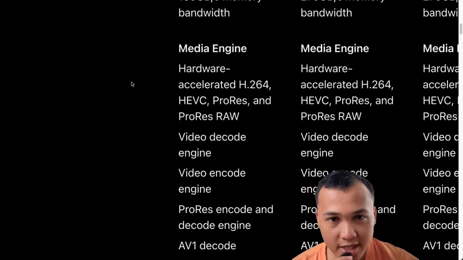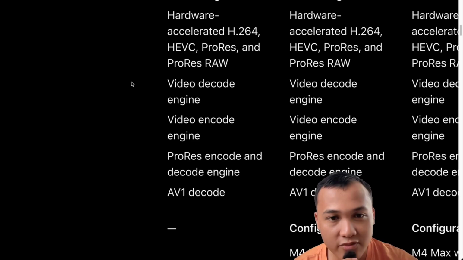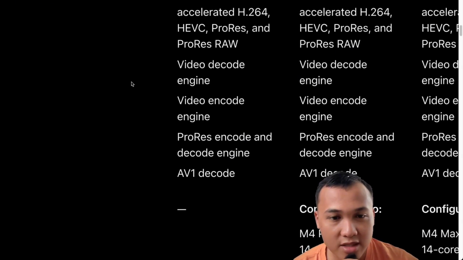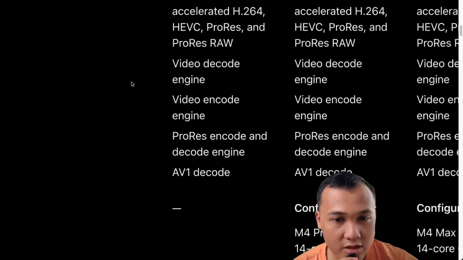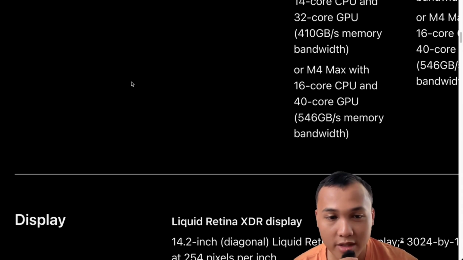We have the media engine, hardware accelerated H.264, HEVC, ProRes and ProRes RAW. It has a video decoding engine and video encoding engine. It has a dedicated ProRes encoding and decoding engine and a dedicated AV1 decode engine.